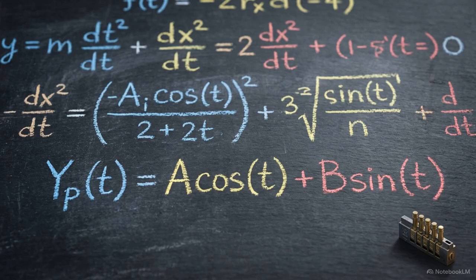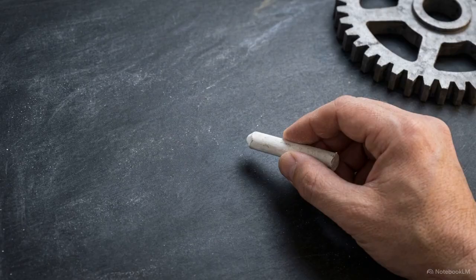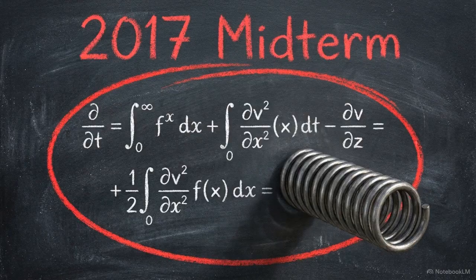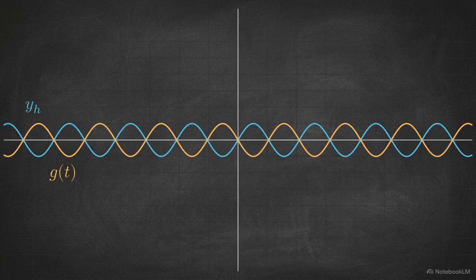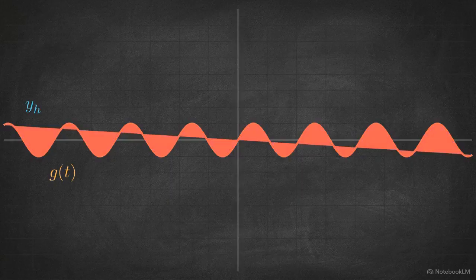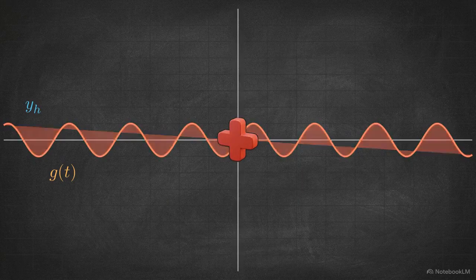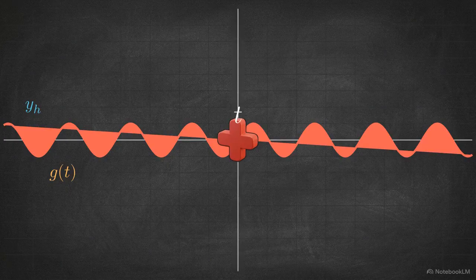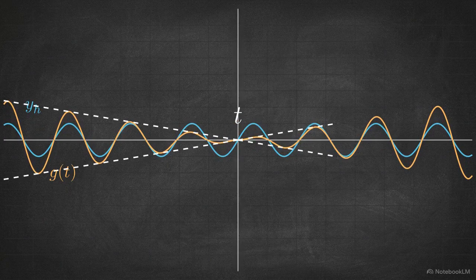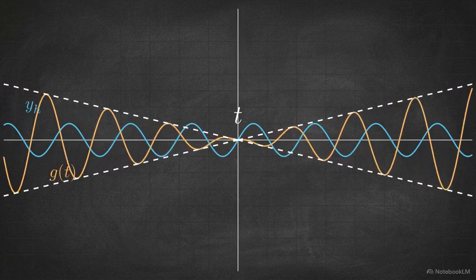The method of undetermined coefficients requires us to guess the shape of the system's reaction based on the shape of the incoming force. A common hazard in the 2017 and 2018 midterms occurs when the external forcing frequency matches the system's natural frequency. Matching frequencies cause the waves to overlap, creating a mathematical conflict. The standard guess fails because it is not linearly independent. We resolve this by multiplying the guess by t to force independence.